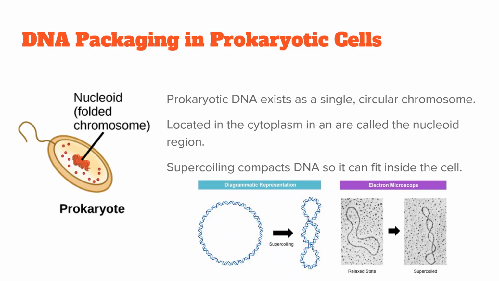In prokaryotes, like bacteria, DNA is a single circular chromosome located in the nucleoid region of the cytoplasm. To fit inside the cell, it's supercoiled, twisted and folded tightly. Imagine trying to stuff a long rope into a backpack. Coiling it up makes it manageable.